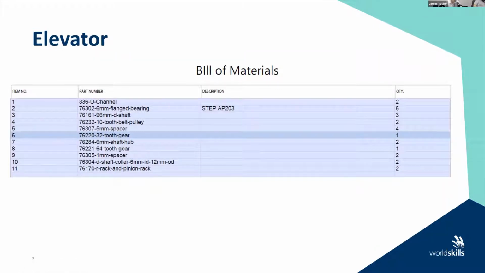The first thing you will build is the elevator. This is the parts list for the elevator. There's two 336U channel. We need 6 flange bearings, a few other parts going forward. It's fairly simple when you're going to do this. If you find that as you're building, we've used extra parts, that's great. But as an example, we can just build 1 elevator instead of 2.